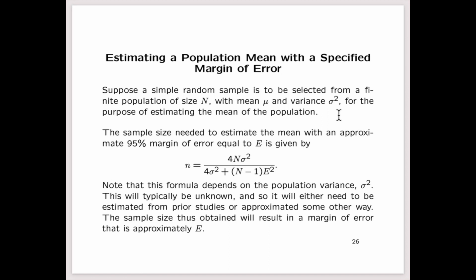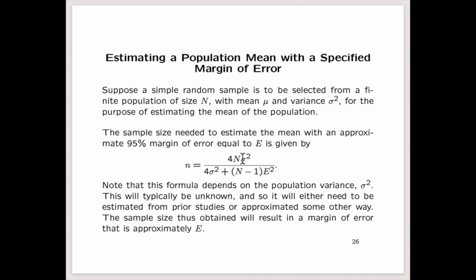So with that in mind, what is the sample size required to select from a population if we want to estimate the mean of that population with a margin of error of no more than a value that we'll denote by capital E? Well, the sample size needed to estimate the mean of the population such that the point estimator has an approximate 95% margin of error of E is given by this formula here.